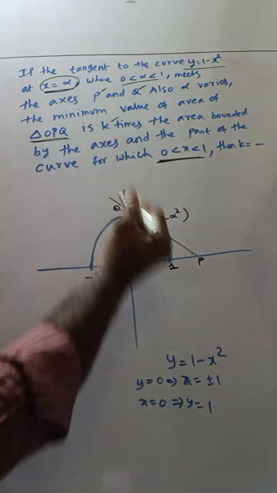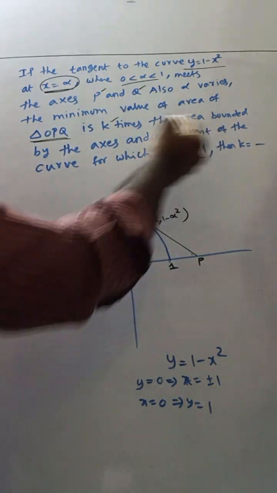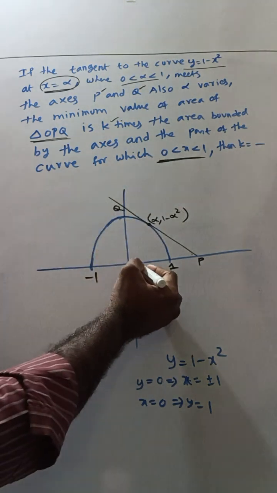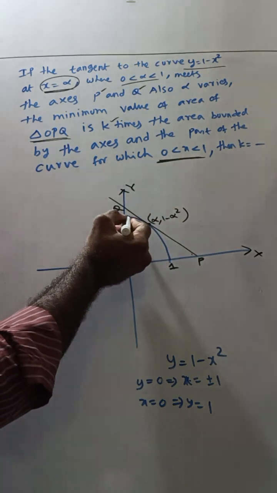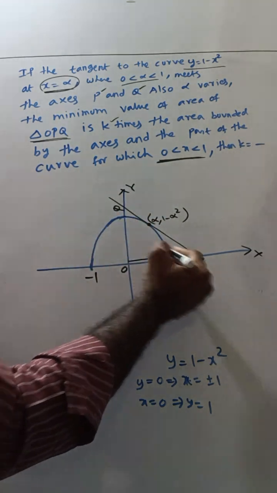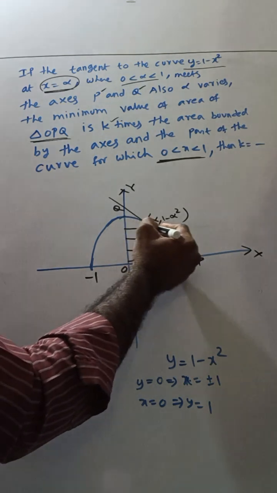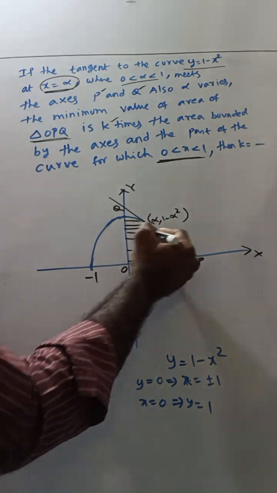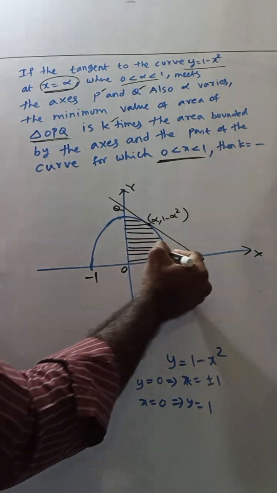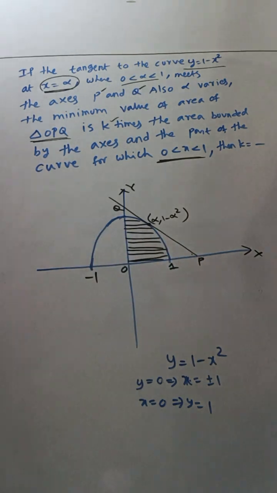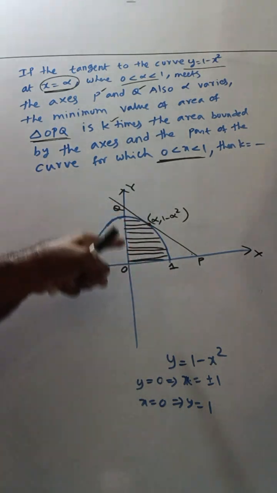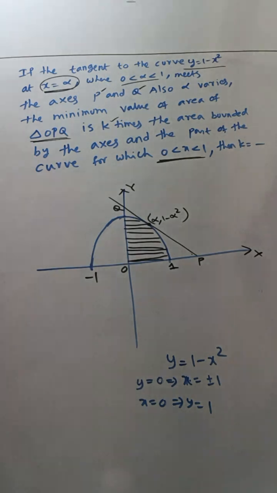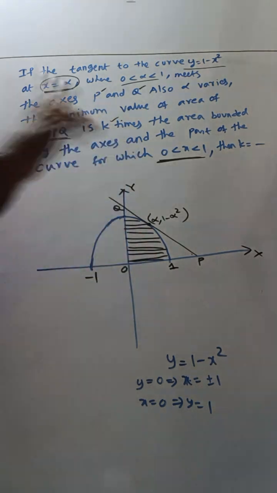And what is the other one? Area bounded by the axis and a part of the curve which is 0 to 1. So this is the x and y axis, and this is bounded by the curve from 0 to 1. This area particularly, only from 0 to 1, not the entire area of the curve. So the triangle area is k times this shaded area. This is the logic given to us. Now what we need to do here is find the value of k.